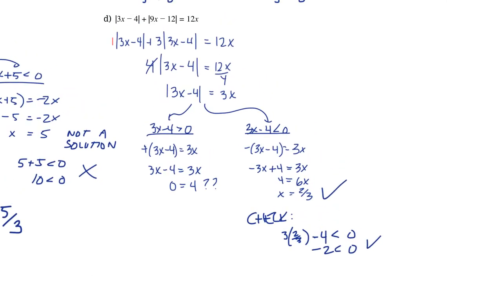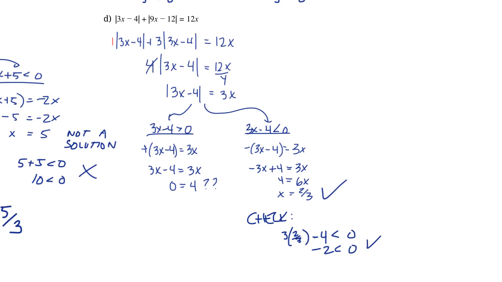Okay, so here's what happened after I did the work. I split this up, the absolute value of 3x minus 4 equals 3x, into two cases, where 3x minus 4 is greater than 0 and where it's less than 0. And we see the negative case is very simple. It comes out to 2/3. I checked, and it turns out that that is a solution. So 2/3 is a solution.